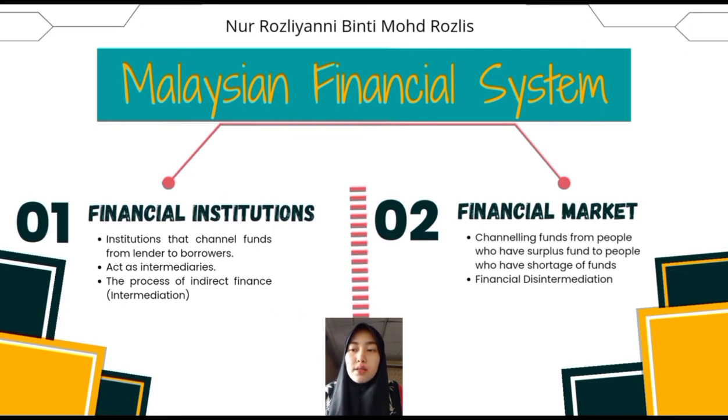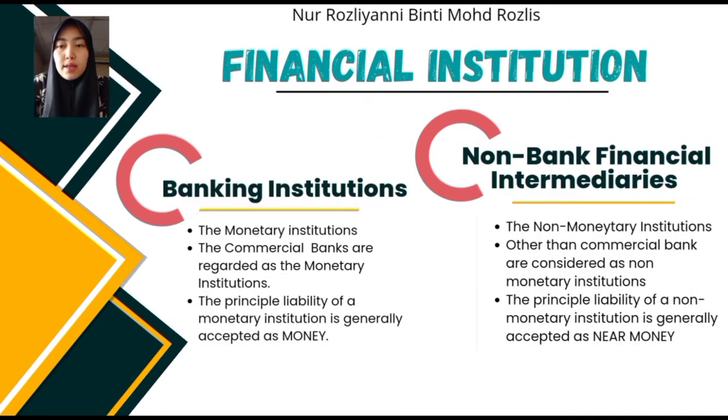The financial market channels funds from people who have a surplus of funds to people who have a shortage of funds, and this is also called financial disintermediation. For financial institutions, we can divide them into two: banking institutions and non-banking institutions, or non-bank financial intermediaries. Banking institutions are also called monetary institutions, where only the commercial banks are regarded as monetary institutions, and the principal liability of a monetary institution is generally accepted as money.